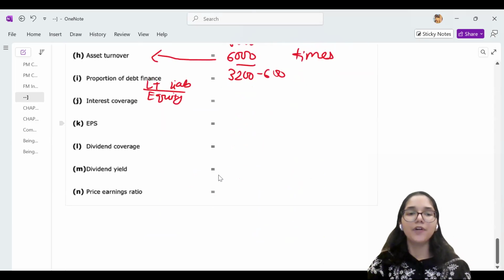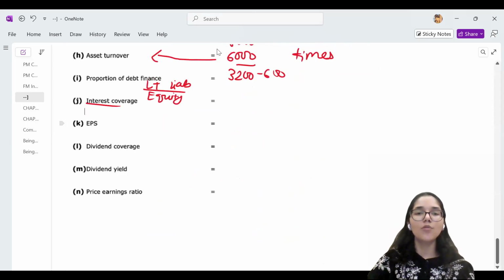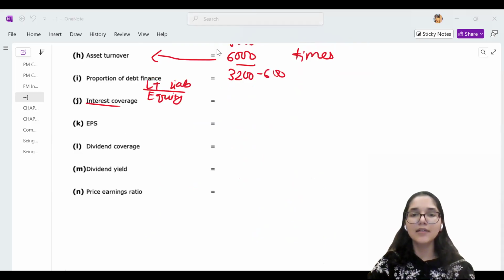Then we will proceed further to the interest coverage ratio. What is the formula that you people have just learned?